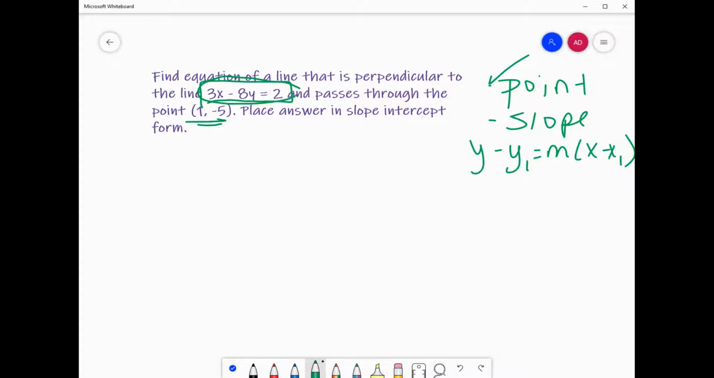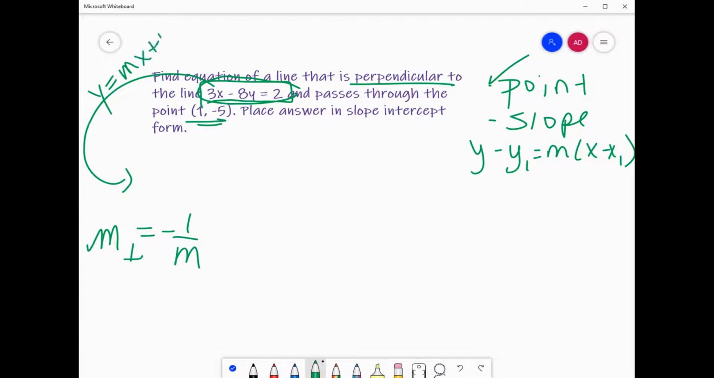The thing you don't have yet is a slope, but you do know it's perpendicular to this line. So what you have to remember is that perpendicular lines, their slopes are opposite reciprocals of each other. So if two lines are perpendicular, their slopes are actually opposite reciprocals. So with this line you're given, go and find the slope. The way you do that is go ahead and get it in the form of y equals mx plus b. That's probably the easiest way that most people remember how to do it, okay?